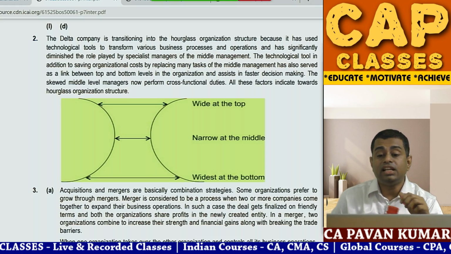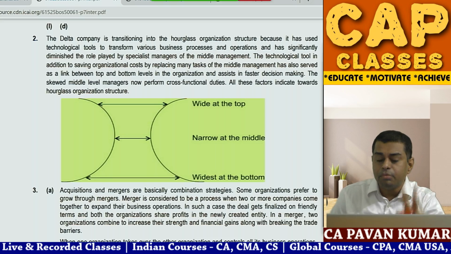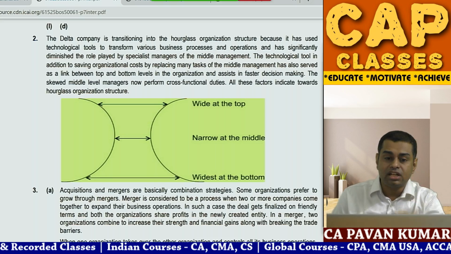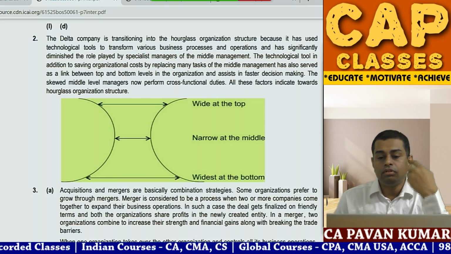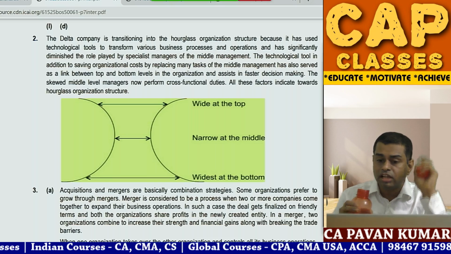Student is asking, sir, is it necessary to draw a diagram? 200%. 200% necessary, not 100%. You have not drawn the diagram, 2 marks gone. I'm serious. You have not drawn the diagram, 1-2 marks gone.